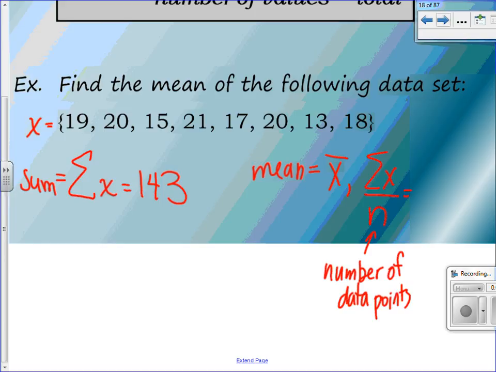So in this case, the sum was 143. How many values did we have? Okay. And then what was the mean? Brenda? Approximately 17.875. Okay. I said approximately 17.9. Okay. 17.9 is our mean.